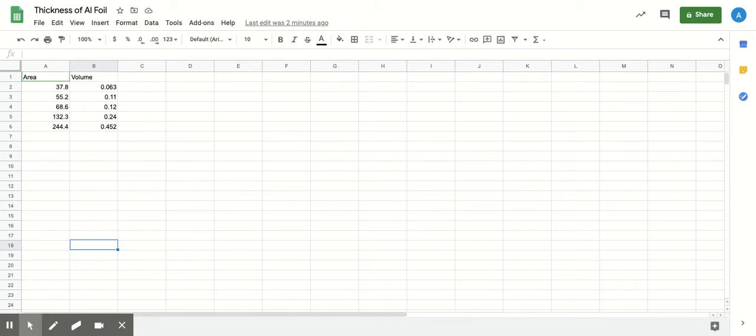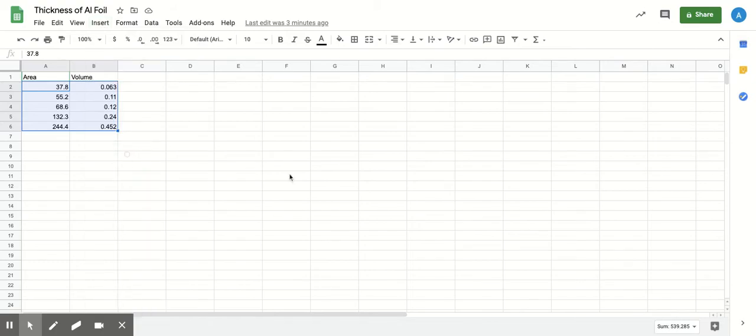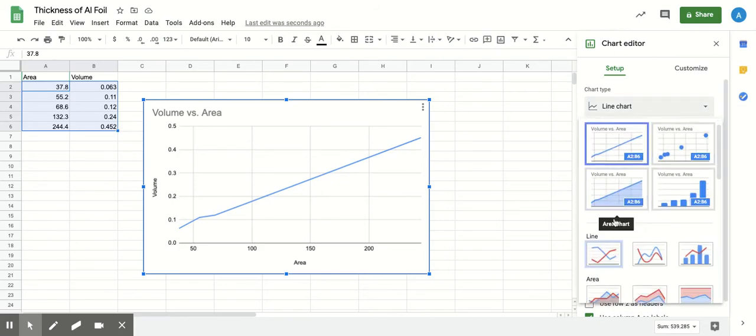So in order to construct this graph, I want to highlight the data that I want to use in the graph. I like to put my x-axis values as the first column and my y-axis values as the second column. And then I'm going to go and insert a chart, okay? And it'll automatically generate a graph for me. And here we go. I don't want it to be a line chart. I actually want it to be a scatter chart.